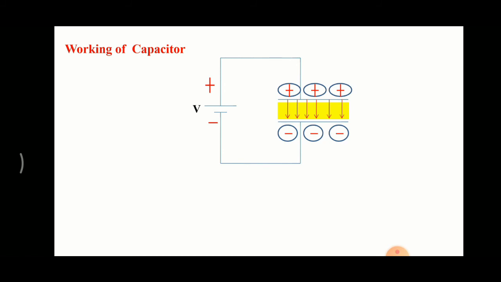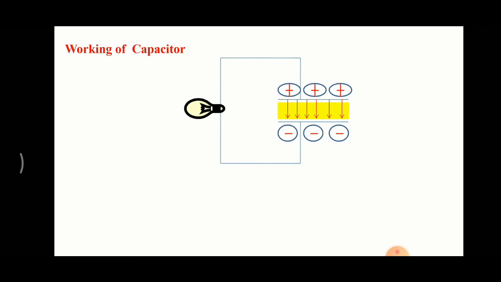With this arrow, we can see that this electric field is developed across these two plates, and this electric field is directly proportional to the potential difference and inversely proportional to the distance between the two plates.